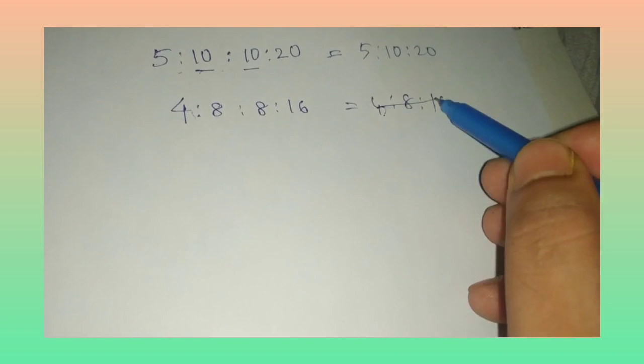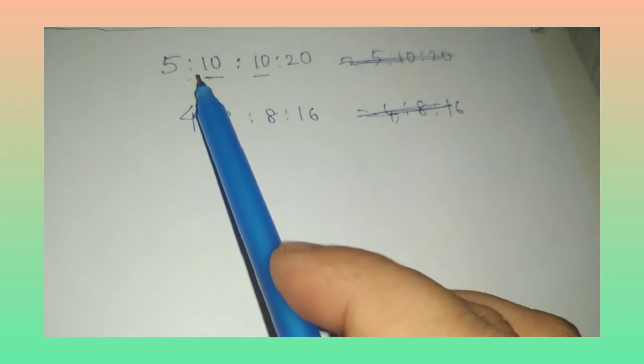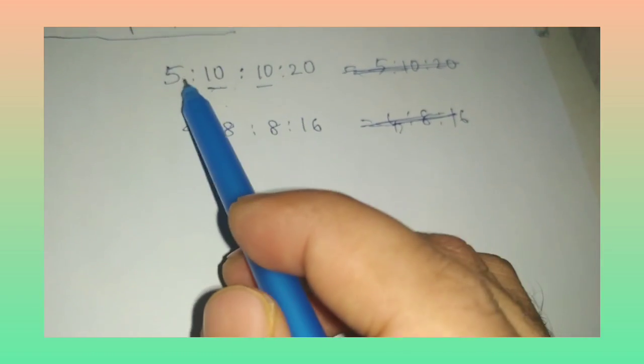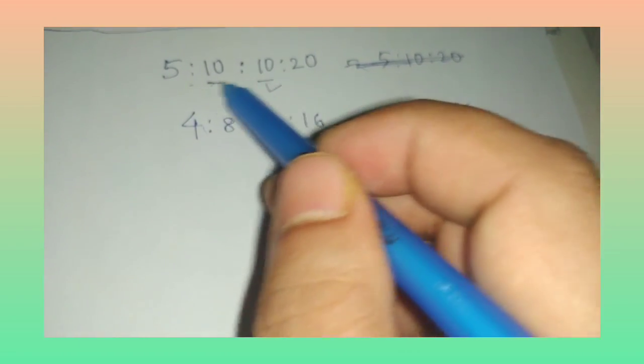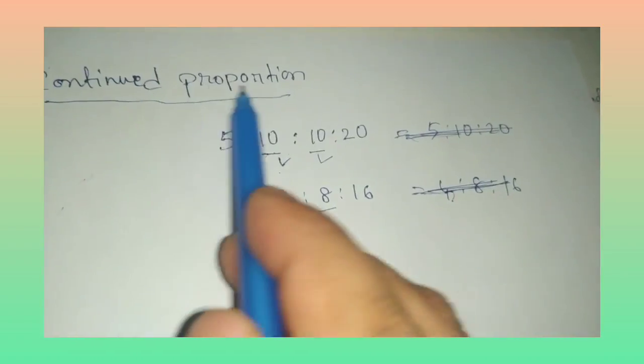No, sorry, my mistake. This cannot be written this way. Suppose you have the same ratio over here, on both sides. 5:10 means the second and third quantity both are the same. These sorts of ratios are known as continued proportion.